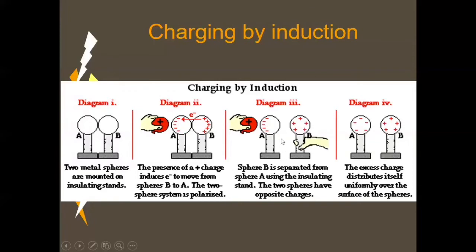Now we are going to create some space between these two spheres. When we created some space between these two spheres, the electrons will remain in this and the protons will remain in this. Sphere B will be deficient in electrons and will be known to be positively charged, and this will be negatively charged, and thus we have separated the charges. We have separated the negative charges and the positive charges. In the last diagram, we removed the object that we brought near because we don't need it anymore.